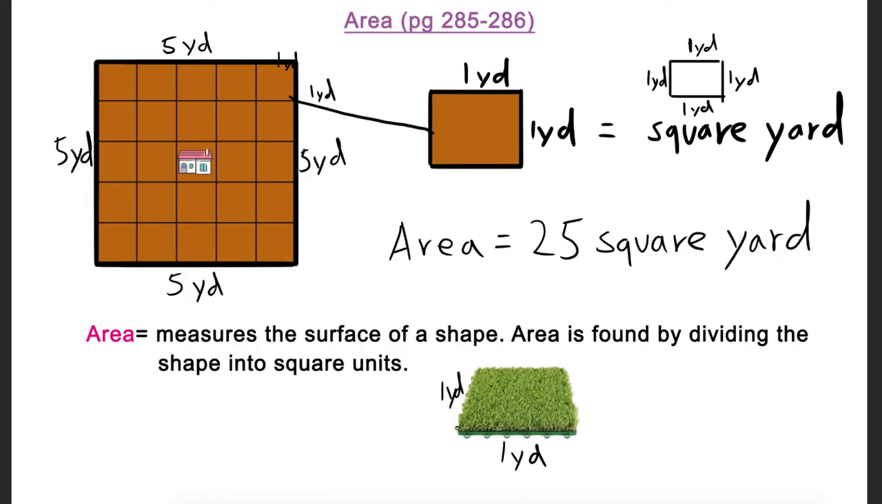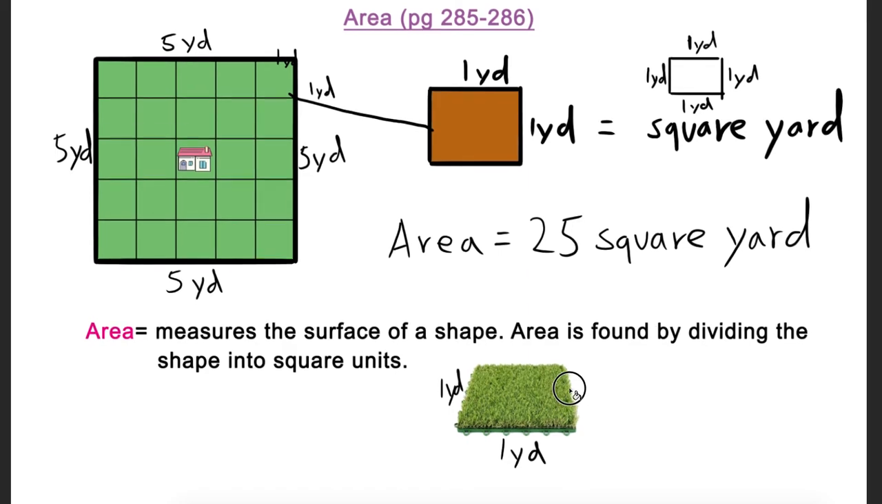All right, let me color this in with grass. That's too much grass. All right, there we go. So I would need 25 of these square yards of grass to cover the whole area here with grass. So that's pretty much it.